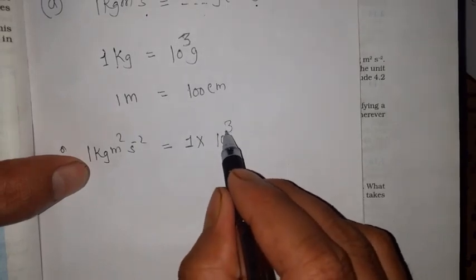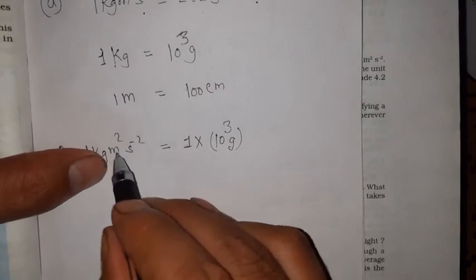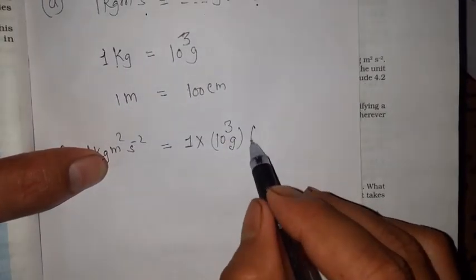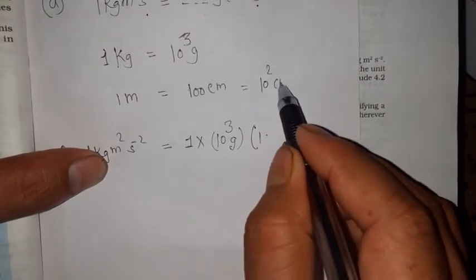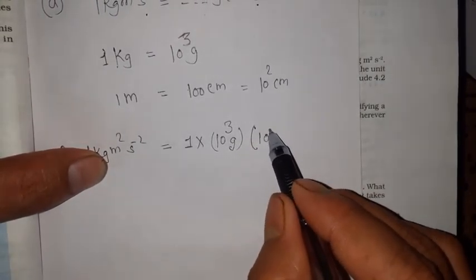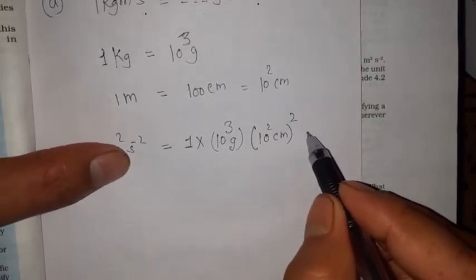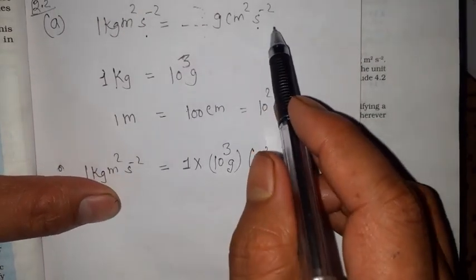So kilogram I am going to replace it with 10 ki power 3 gram. And thereafter next it is meter ka square. So meter is given as 100 centimeter. 100 means 10 ki power 2 centimeter. Okay, so thus it is 10 ki power 2 centimeter ka square. And second ka square, that is same over there as on the right side.